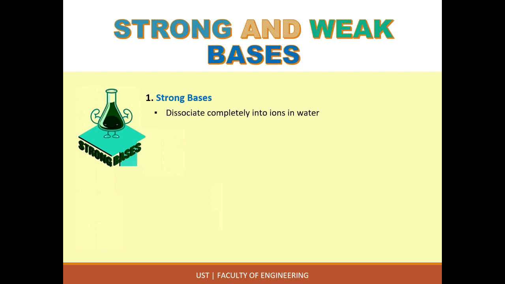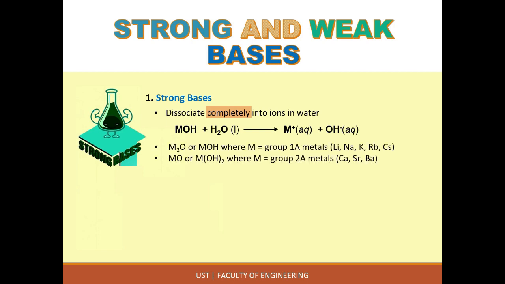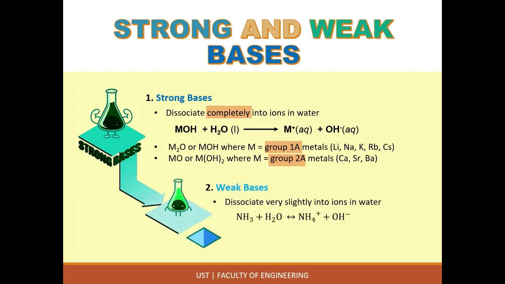Similarly, strong bases dissociate completely into ions in water, forming cation and hydroxide ion. As seen from this general equation, most common strong bases include group 1A and 2A oxides and hydroxides, which are represented in these general formulas. In contrast, weak bases dissociate very slightly into ions in water, where the products would react again to form the initial reactants. Likewise, in this module, only strong bases will be discussed.